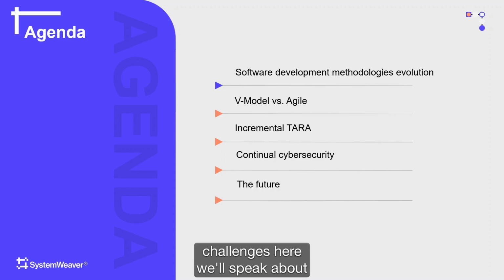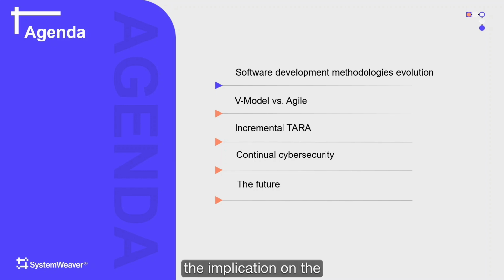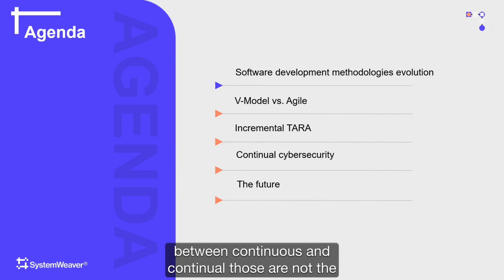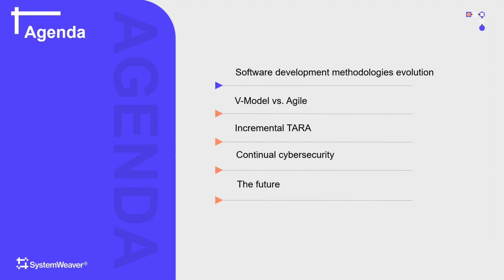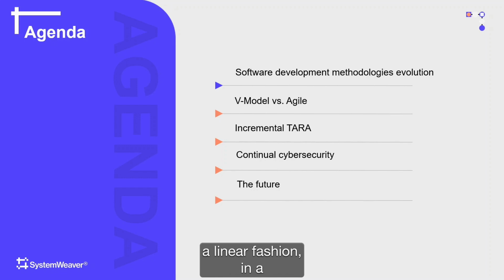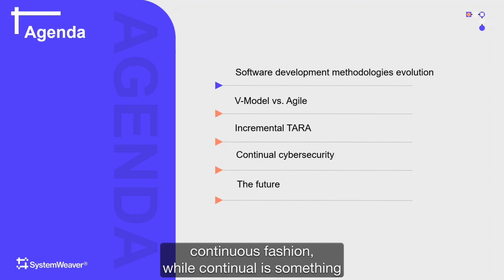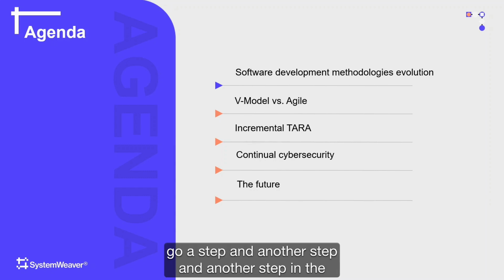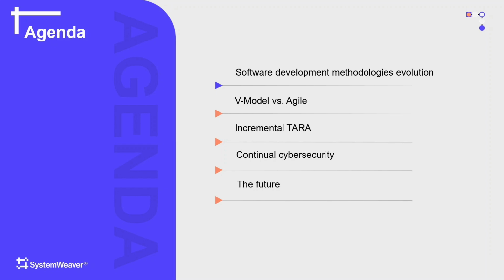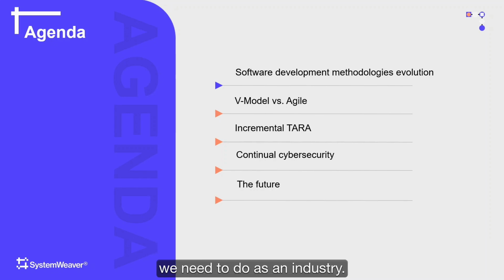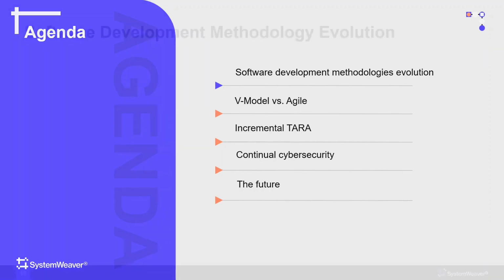We'll speak about the implication on continual cybersecurity, and please note the difference between continuous and continual. Those are not the same words. Continuous means something which is going all the way in a linear fashion, while continual is something which is built in steps. So you go a step and another step and another step in the continual process. And I'll give a few words about the future and things that we need to do as an industry.